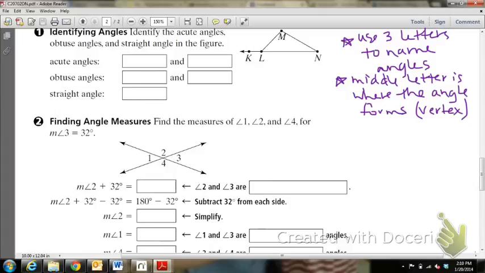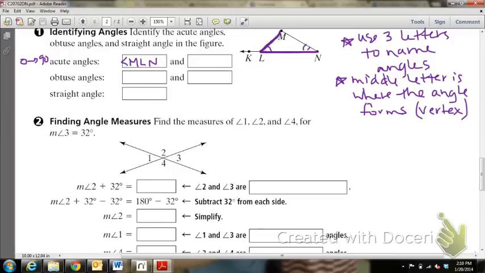Okay, so my acute angles. Remember, acute means from 0 to 90. So where do I see small angles in this picture? It looks like this angle is small. It looks like this angle is small. Now, when I name angle L, I want to follow the lines that make L. So here's angle L. So I want to follow the line. So I went from M to L to N. So angle M, L, N.